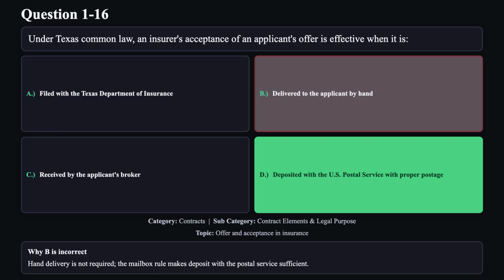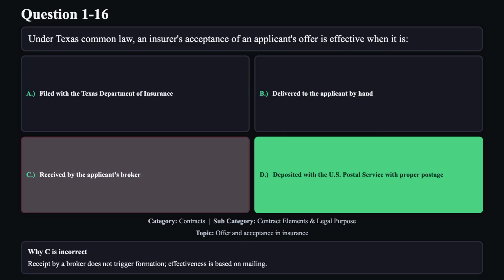Hand delivery is not required. The mailbox rule makes deposit with the Postal Service sufficient. Reason C is not correct. Receipt by a broker does not trigger formation. Effectiveness is based on mailing.